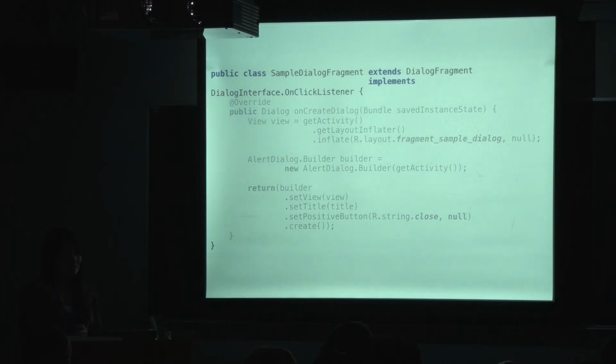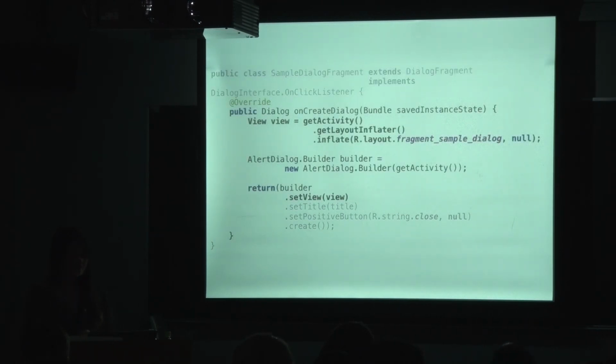So right here, this class extends the dialog fragment and implements dialog interface on click listener. Again, for the slides here, I didn't get all the code on there, so I removed most of it. But you can see that in onCreateDialog, I'm inflating a view to be set when the dialog is built. And this is actually optional, and is something you don't need to do if you don't require any custom views. The next step is to create an alert dialog builder, set the desired attributes, and then return the resulting dialog by calling create.